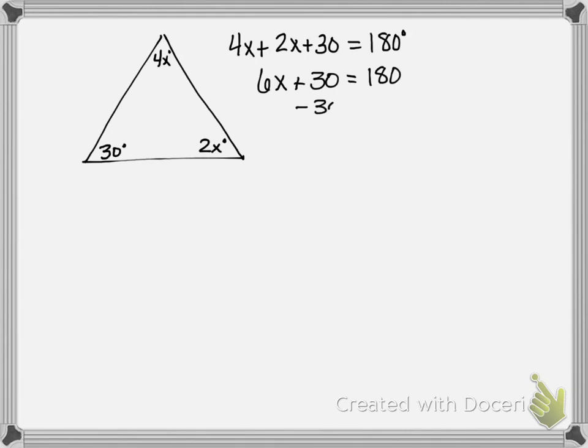Okay, and here we would subtract 30. Subtract 30, we get 6x is equal to 150. And then we would divide by 6. So 150 divided by 6 is going to give us 25. X equals 25.